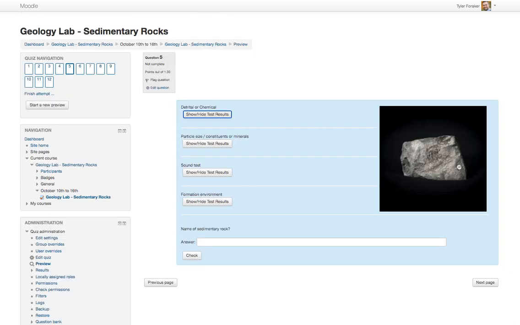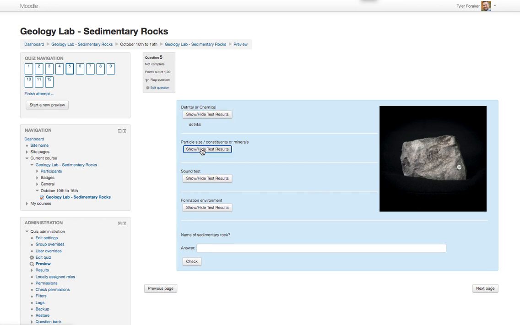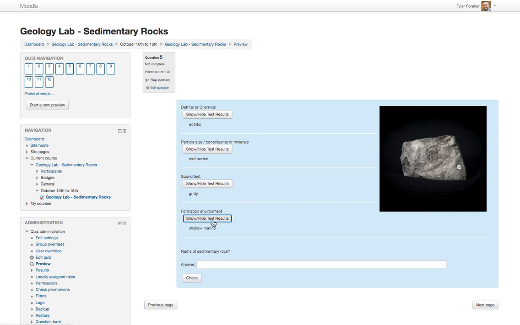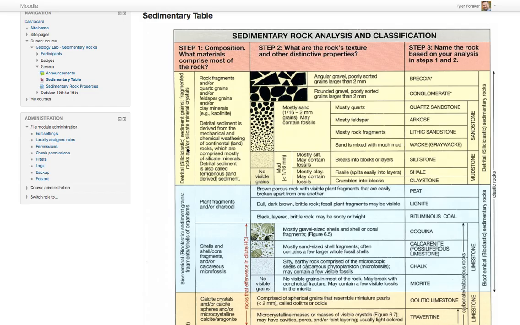So going back, for example, to question 5. It's detrital, it's well sorted, it's gritty, and it's formed in a shallow marine environment. Taking what you already know about shallow marine environments, shallow marine not being an ocean, right? Shallow marine being something where we can have some layering taking place. Let's take all that information and put it in. So detrital, boom, first category.